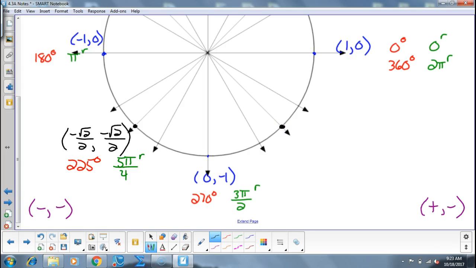Okay. Now let's go over here to our last one. Coordinates. Positive square root 2 over 2, comma, negative square root 2 over 2. Degrees. Not 330. 315. Radians. Bingo.